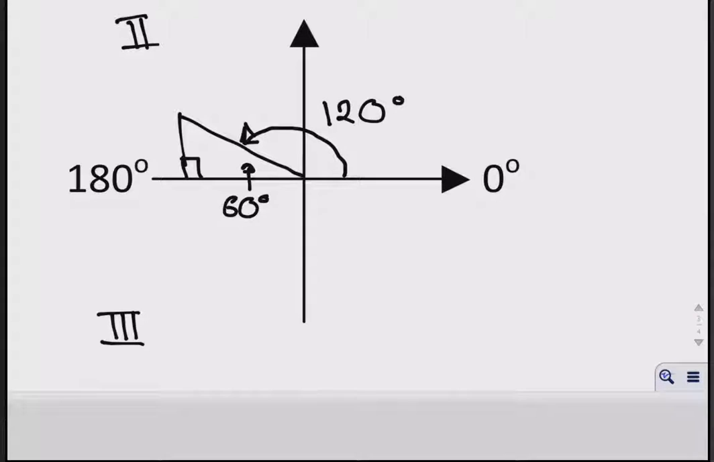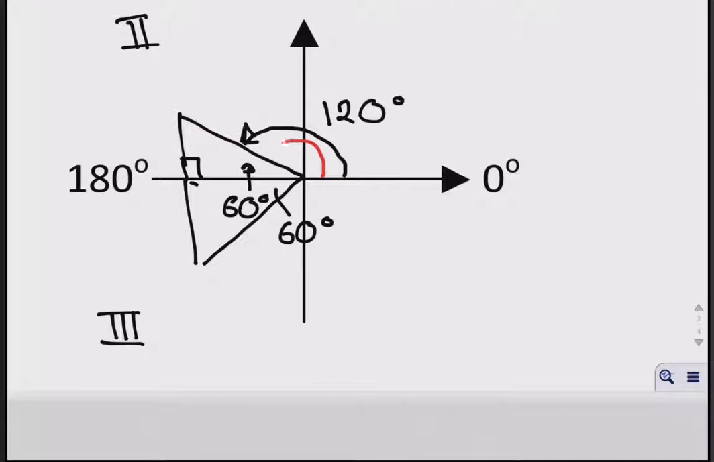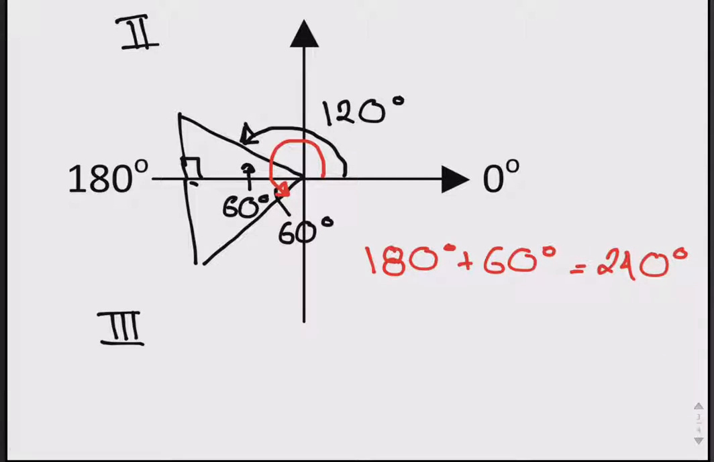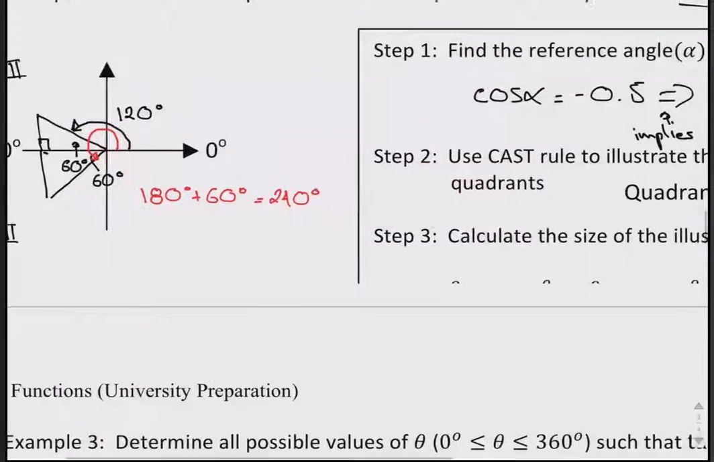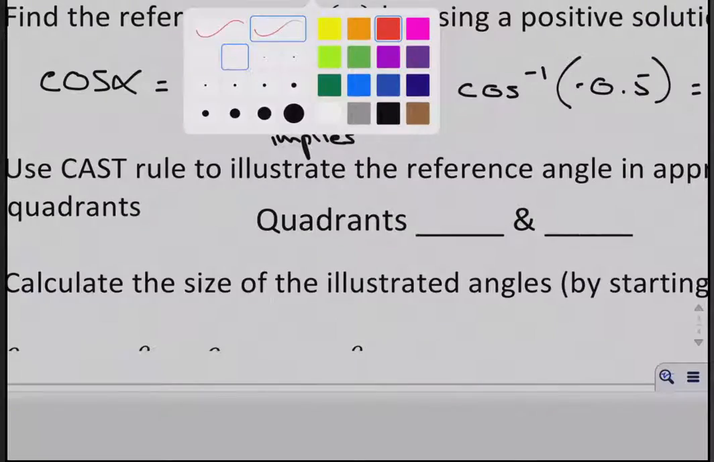So my other angle is going to come down here using the symmetry of the triangles. Now there's 60 degrees, that's 60 as well. And my angle, I'll do it in another color, is going to go from 0 all the way to here, which in this case is 180 degrees plus 60 degrees, which equals 240 degrees. And there's our second angle. So we've answered this pretty much.